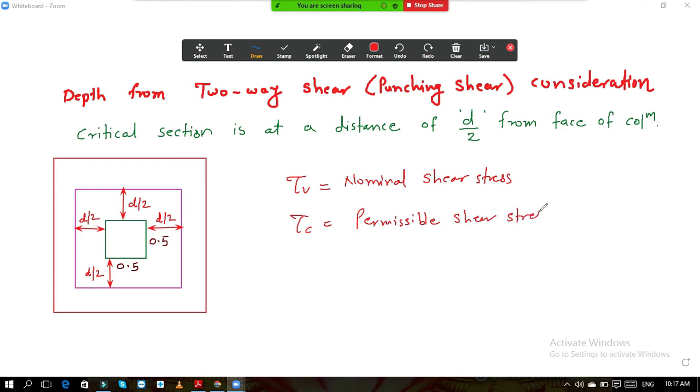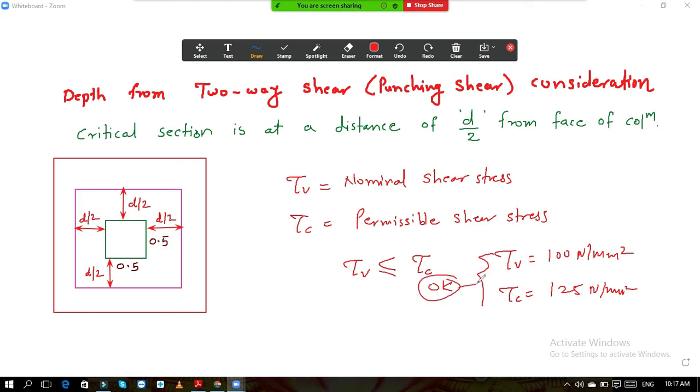So your nominal shear stress should always be less than or equal to your permissible shear stress. Suppose in the problem it is given that the loading of the column is 1500 kilonewton. Suppose this tau v which is developed here is 100 newton per mm square, just for example, and according to the IS code the permissible shear stress is 125 newton per mm square. Then the condition is satisfied.